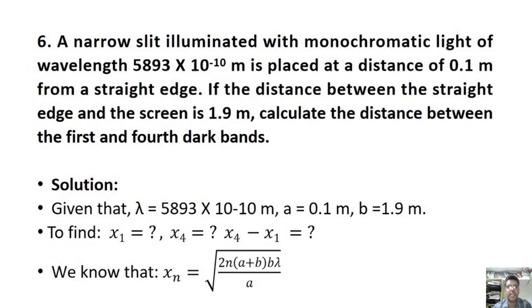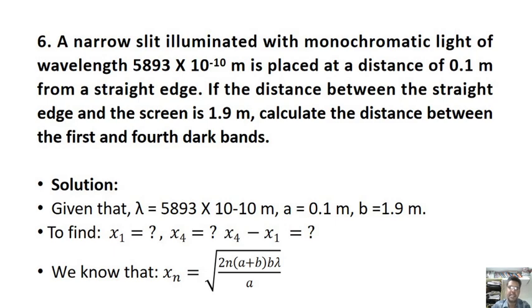So next problem, the sixth one. A narrow slit is illuminated with a monochromatic light of wavelength 5893 × 10⁻¹⁰ meter. It is placed at a distance of 0.1 meter from a straight edge. If the distance between the straight edge and the screen is 1.9 meter, calculate the distance between the first and fourth dark fringes. So same type of problems we already discussed.